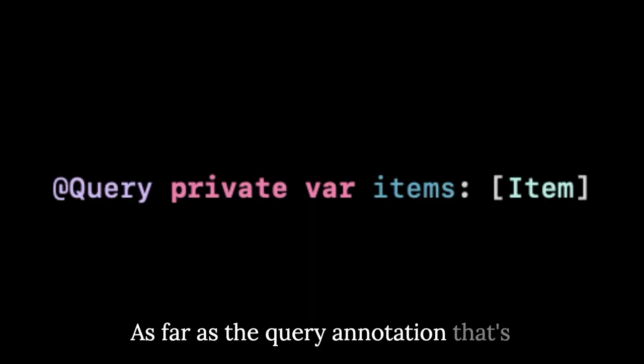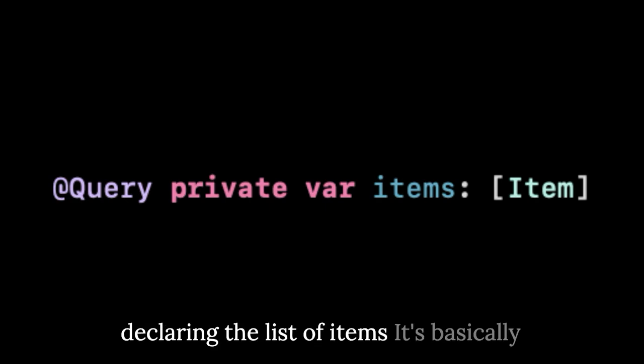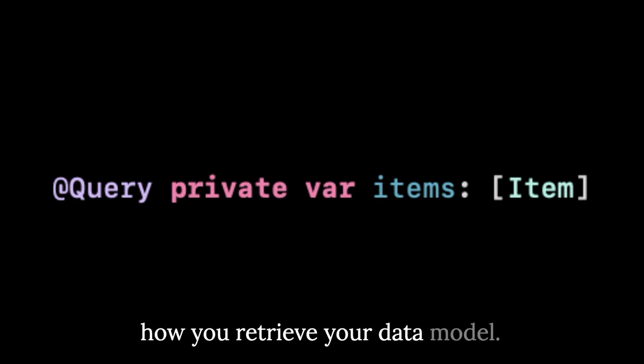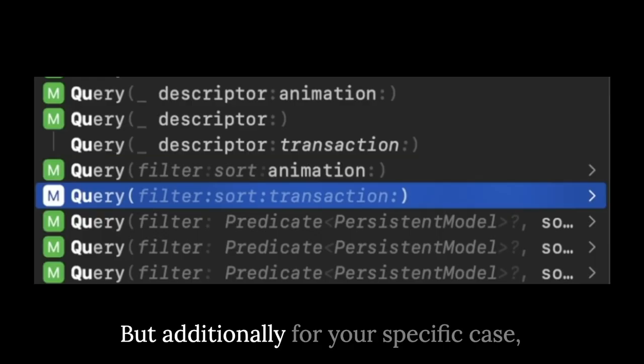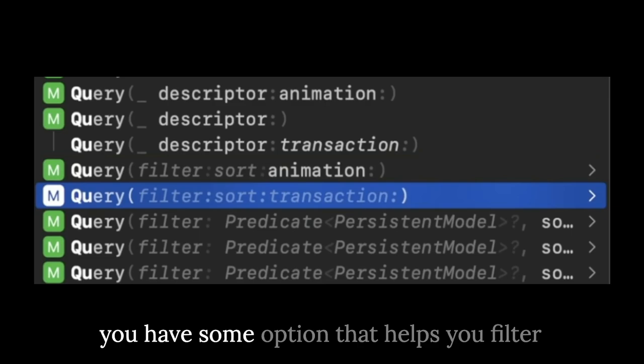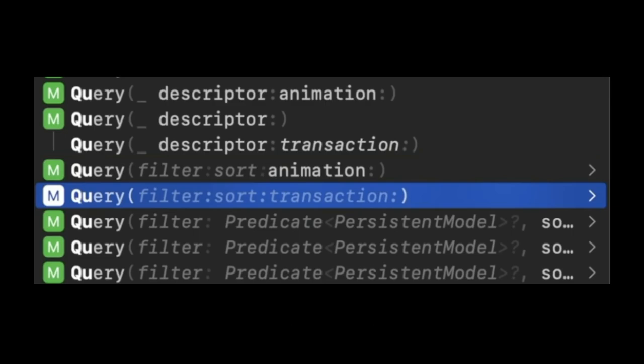As for the Query annotation that's declaring the list of items, it's basically how you retrieve your data model. Yes, literally, it's that easy. But additionally, for your specific case, you have some options that help you filter.